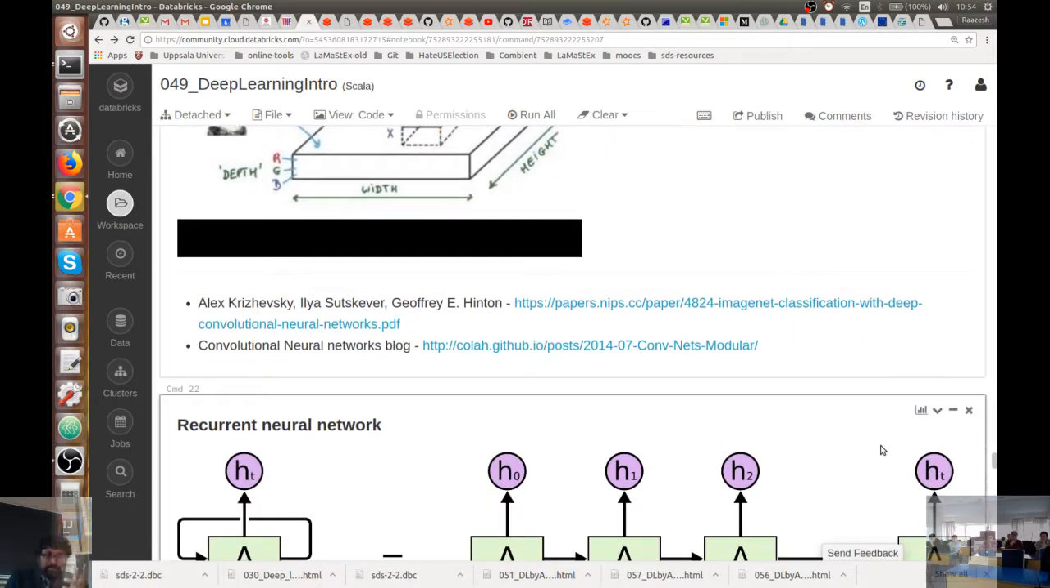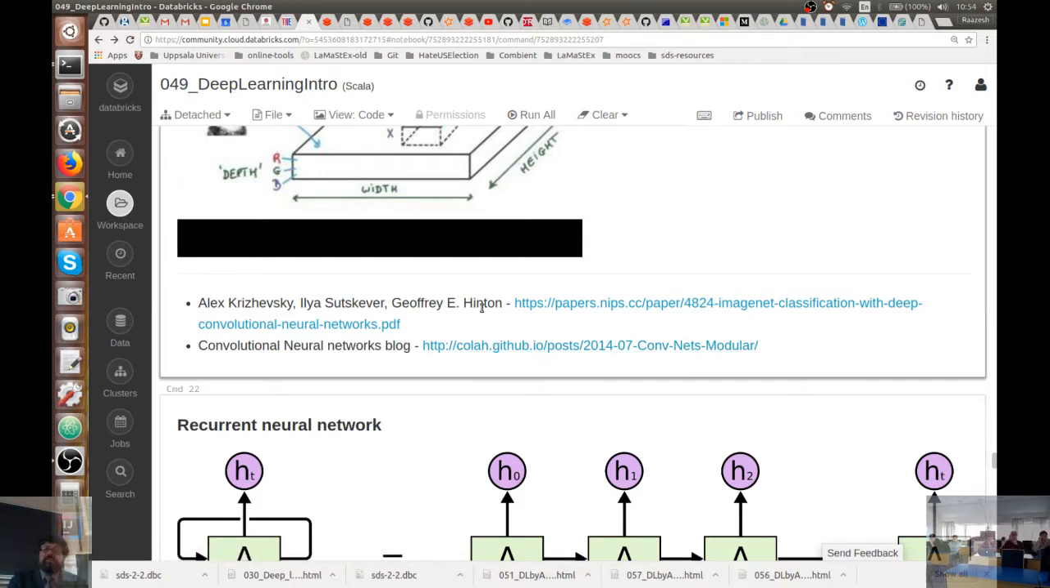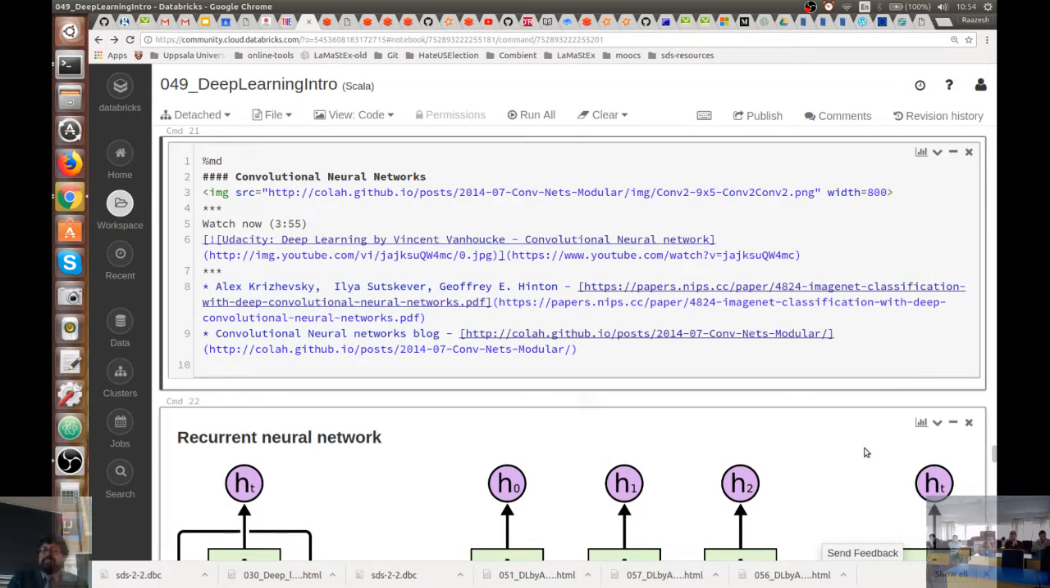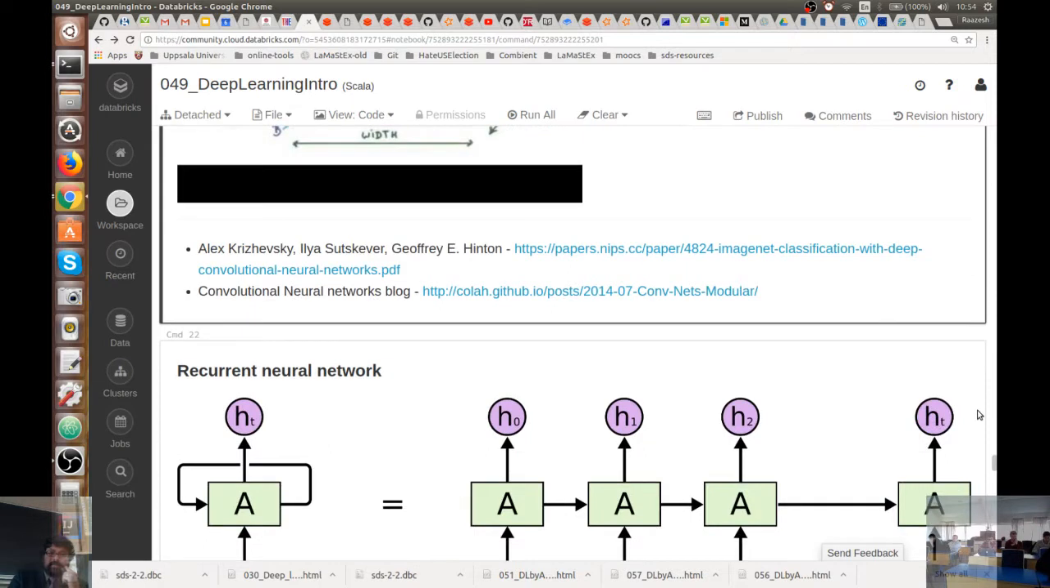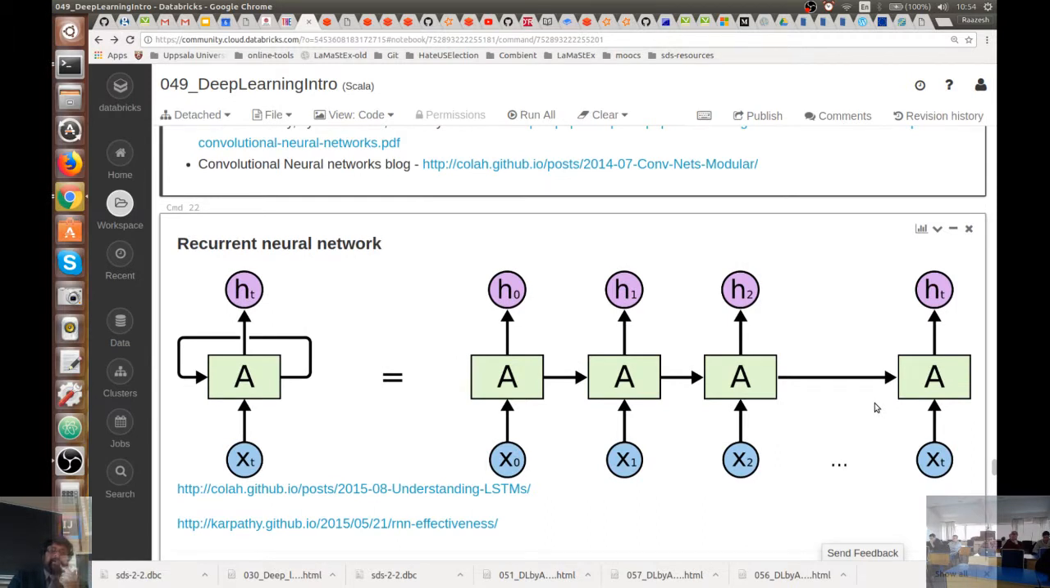So here are the papers that I would read. NIPS papers by Geoffrey Hinton, who's like a superstar guy now. Everyone talks about him. He's the main guy behind a lot of these ideas. Here is an interesting blog about it. It's a bit old.